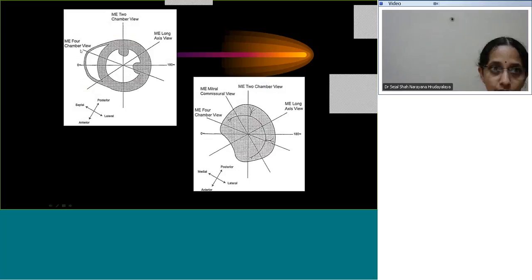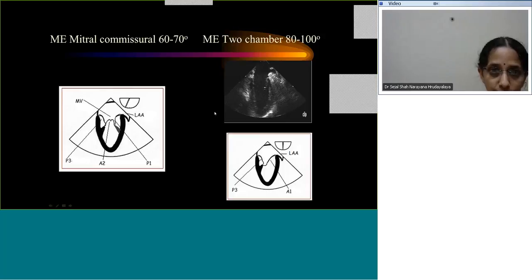So as we saw, this was the four-chamber view. The mitral commissural view comes somewhere in between, and the two-chamber view comes at approximately 90 degrees. So this is all done when we start with the mid-esophageal view.